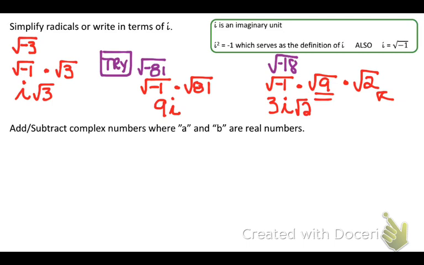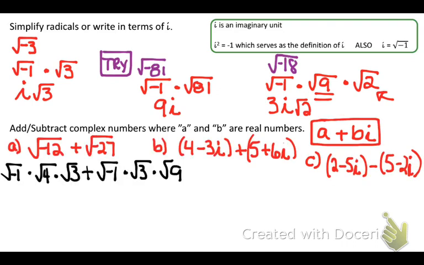The standard form for complex numbers would be a plus bi. So again, that's the standard form. And we're going to try 3 where we're going to add.